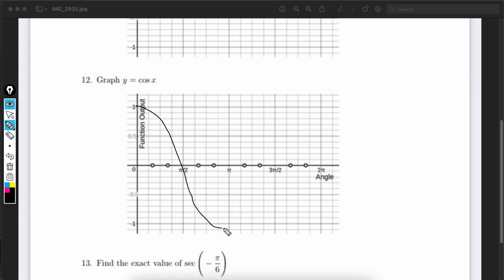We go over pi, back up to 3 pi over 2, and then we hit back up at 1, but boom. At 2 pi, 1 is our coordinate. So this is exactly how cosine looks, starting at the 1, down. Sine starts at 0, and it goes over pi over 2, and it hits pi, goes down over 3 pi over 2, and hits 2 pi.